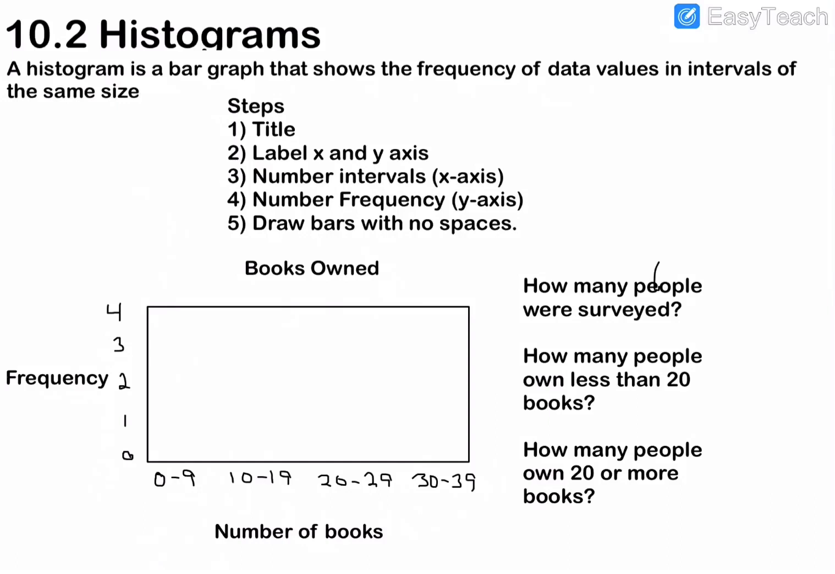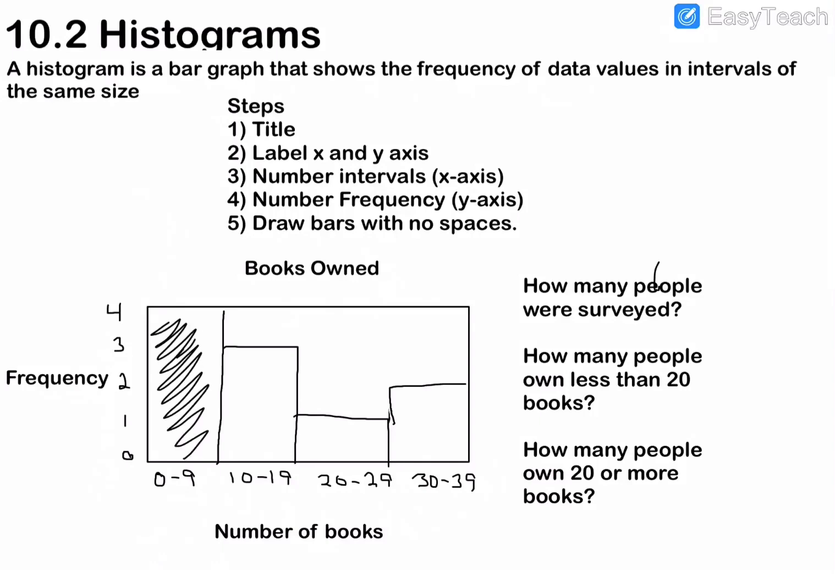So my 0 to 9 bar is going to go all the way up to 4. My 10 to 19 is going to be at 3. 1 and 2. Oops. And 2. Okay. Just going to shade these in a little bit.